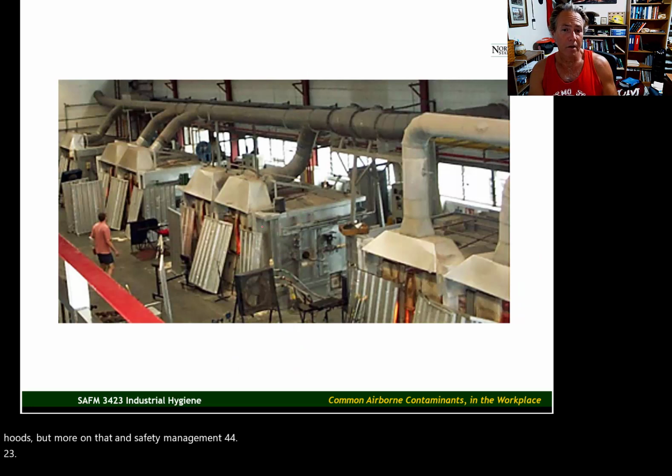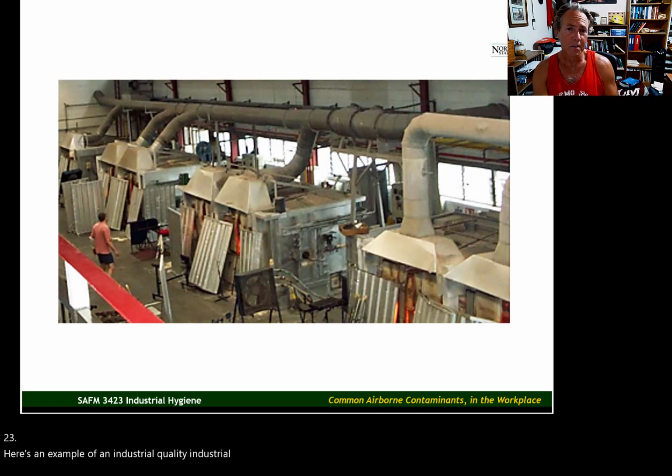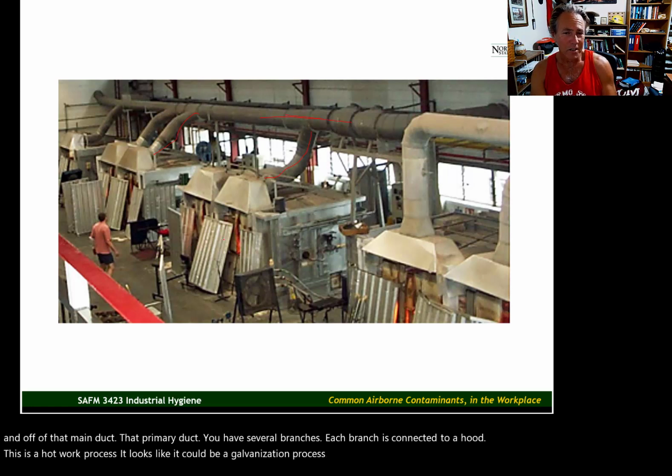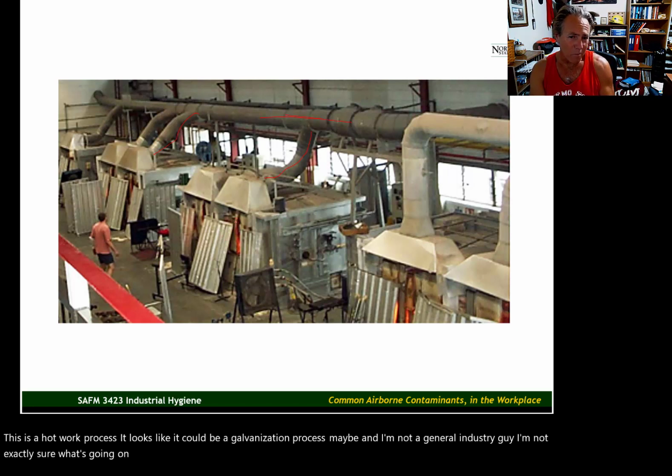Now here's an example of an industrial level local exhaust ventilation system. Now look at the size of the ductwork. And off of that main duct, that primary duct, you have several branches. Each branch is connected to a hood. This is a hot work process. It looks like it could be a galvanization process, maybe. And I'm not a general industry guy. I'm not exactly sure what's going on. But they're doing what appears to be some type of hot work process, manufacturing process.